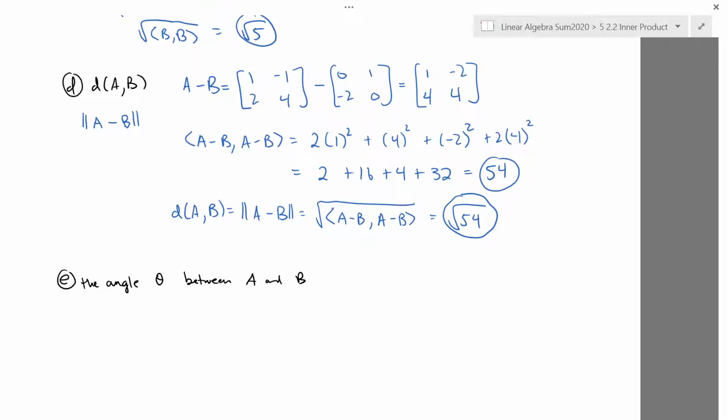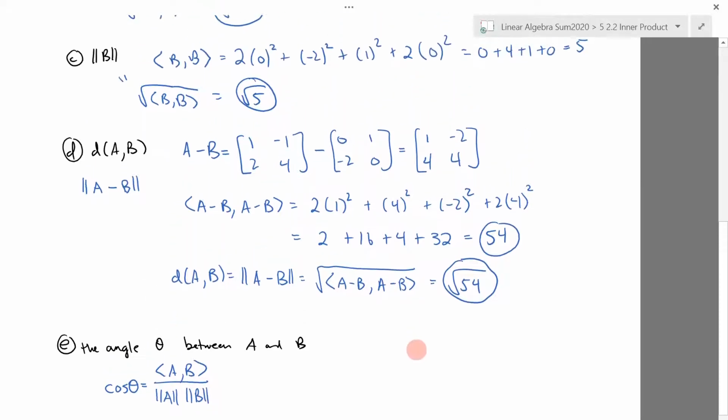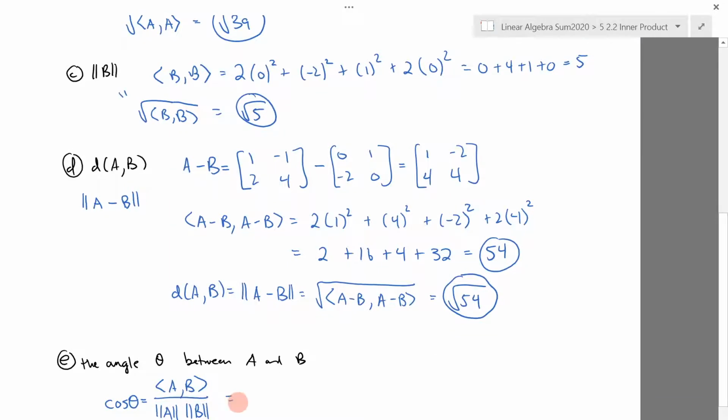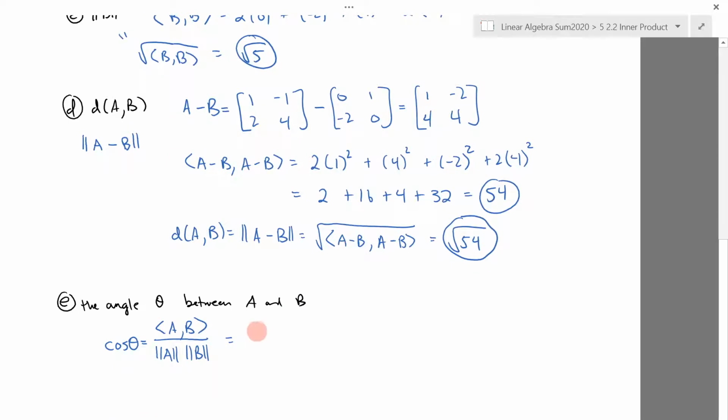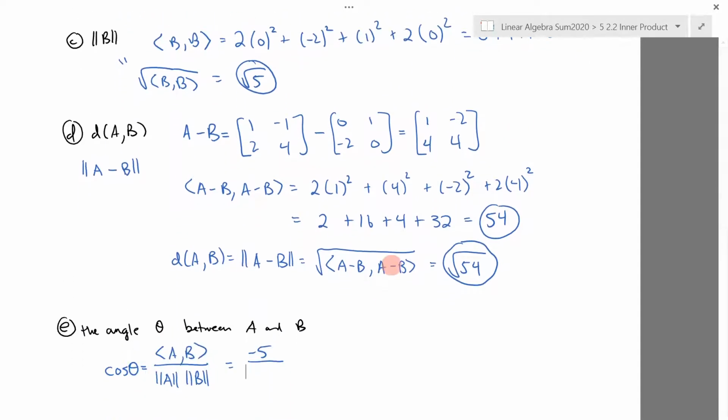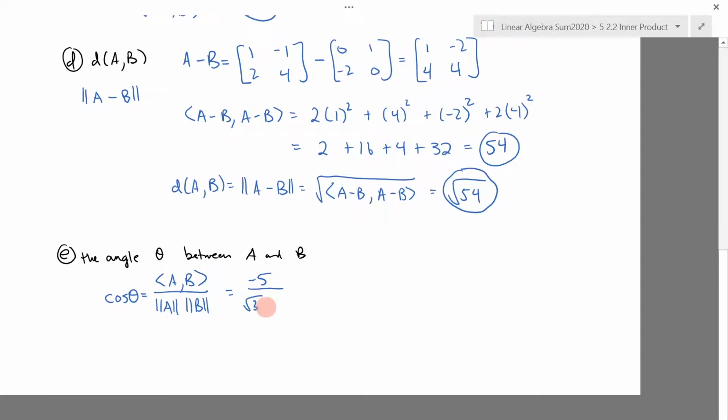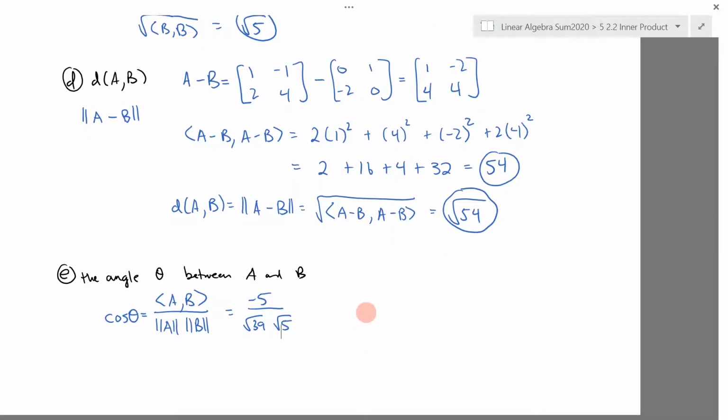Okay, so now we calculate the angle, so we use the formula. So cosine theta is the inner product of A with B divided by the length of A, length of B. Right, so all of these things we've calculated previously, right? So the inner product of A and B was -5. Length of A was square root of 39. Length of B was square root of 5.